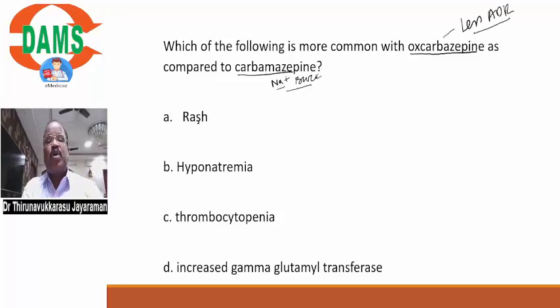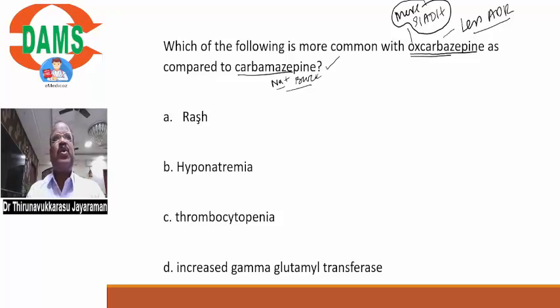Which of these is more common with oxcarbazepine? Usually less ADR, but only one exception, oxcarbazepine. Comparing to carbamazepine, it causes more SIADH. Carbamazepine also causes it, but SIADH is more with oxcarbazepine. So there is a high risk of causing hyponatremia. Comparing to carbamazepine, oxcarbazepine causes more SIADH, thereby risk of dilutional hyponatremia.